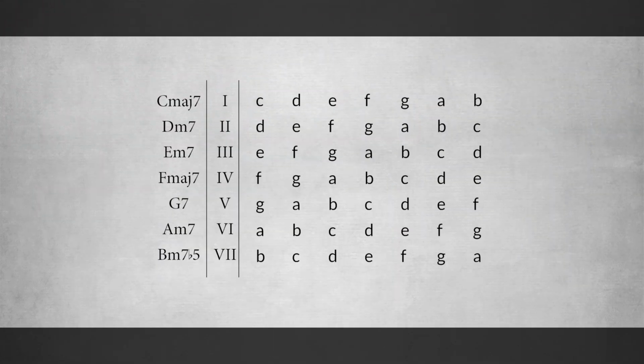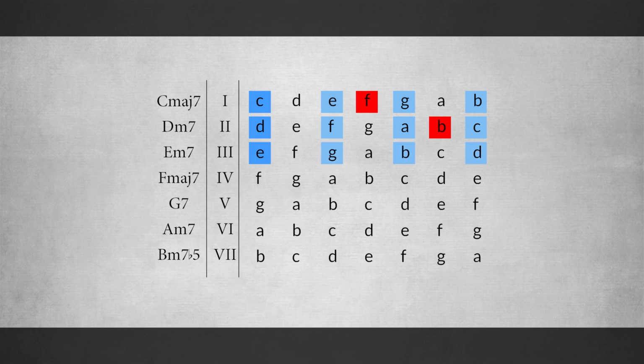So here is a list of avoid notes for each chord in the key, and in this case the major key. Now the avoid note for the chord on the 1st degree, C major 7, is the 4th, the note F. The avoid note for the chord on the 2nd degree, D minor 7, is the 6th, the note B. And the avoid notes for the 3rd degree, E minor 7, are two notes, the minor 2nd and the minor 6th, the F and C. The chord on the 4th degree, the F major 7 chord, has no avoid notes.